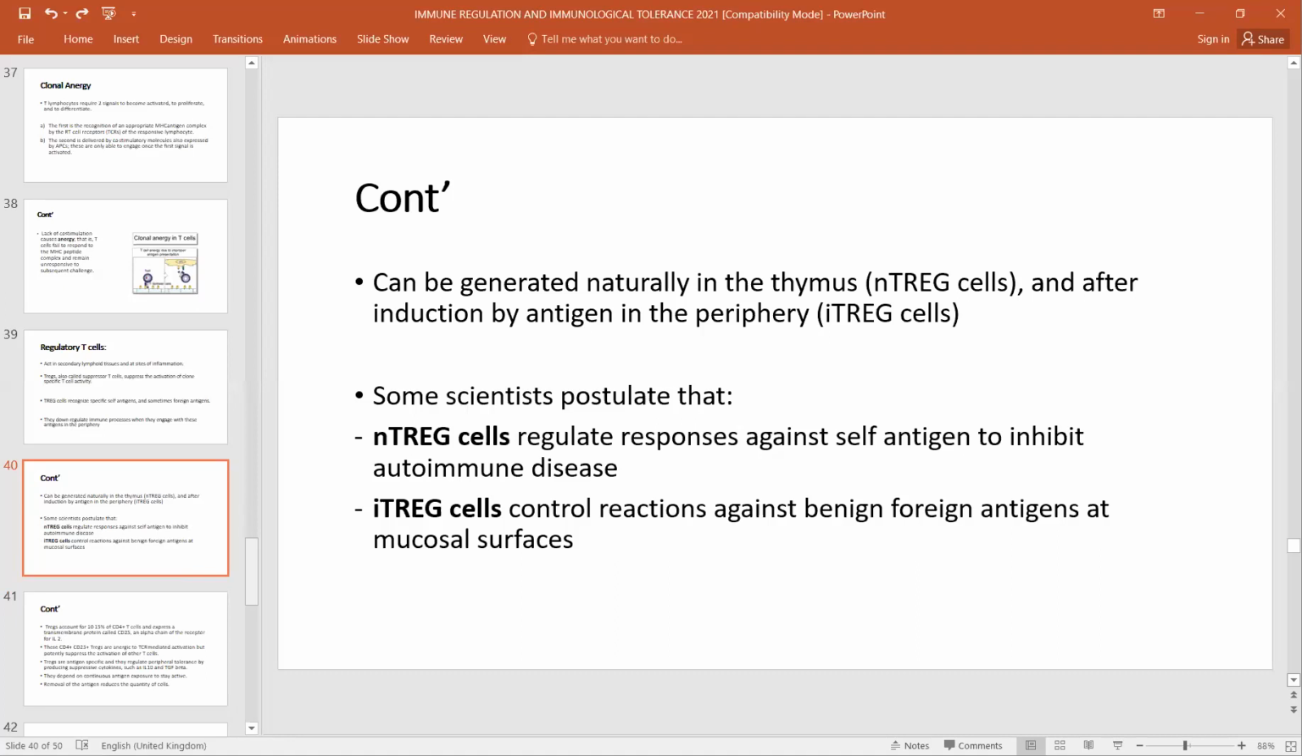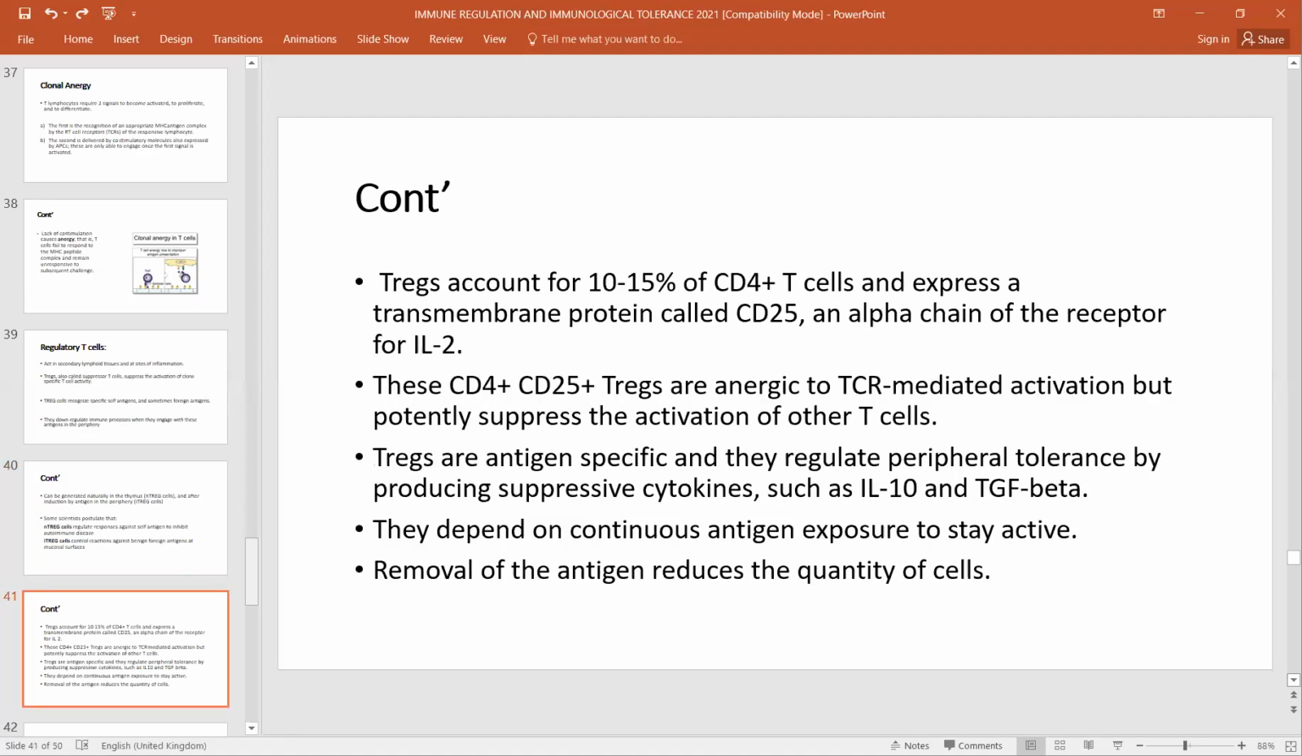Leave that alone, that's a bit advanced. This is just by way of mentioning something additional which is put in at this junction, just to have an idea. Tregs account for 10-15% of CD4 plus T cells and express CD25, the alpha chain for IL-2. Tregs are antigen specific and they regulate peripheral tolerance by producing suppressor cytokines such as interleukin-10 and transforming growth factor beta. Now, they depend on continuous antigen exposure to stay active, which is quite important, and loss of the antigen reduces the quantities of cells. In other words, it is antigen dose dependent in its expression.